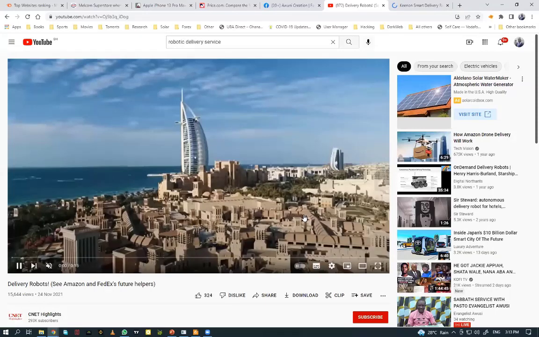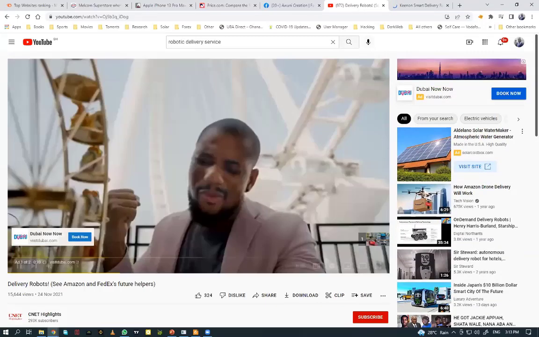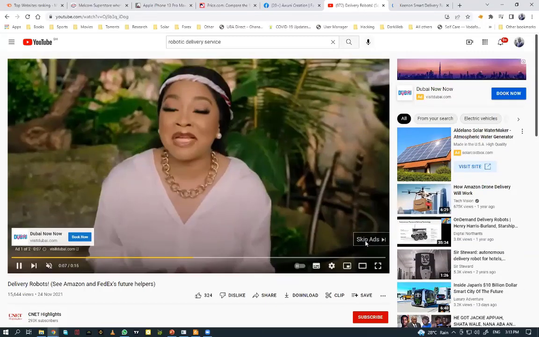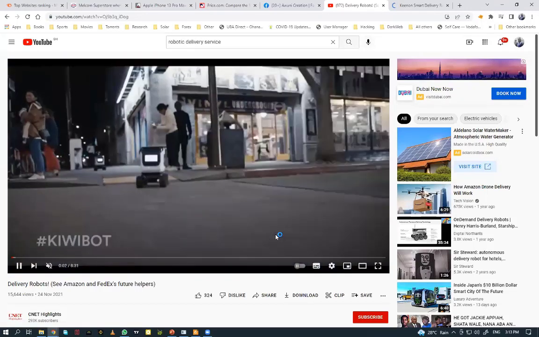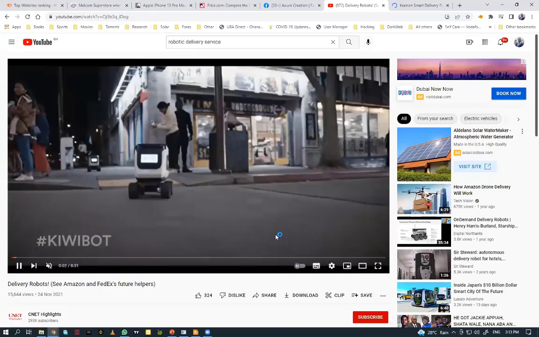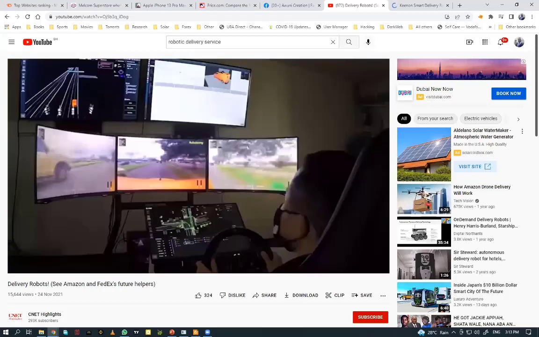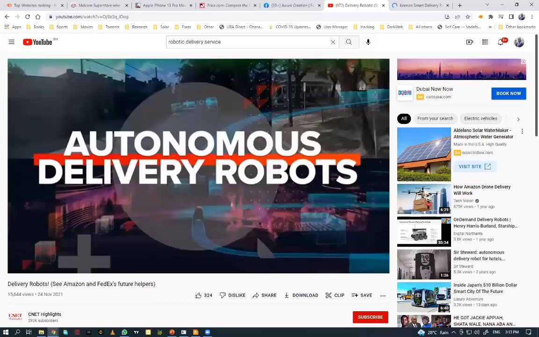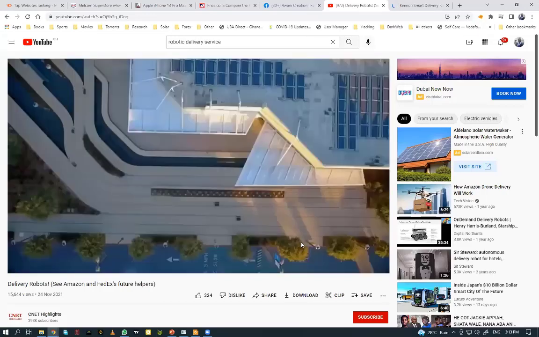I just showed you Burj Khalifa, and as I'm showing you, an advert is coming on it. They have seen that I searched on it. So look at it. FedEx is doing it, Coca-Cola is doing it. People are controlling these robots from somewhere. They are not sitting in it, so they are controlling from somewhere.